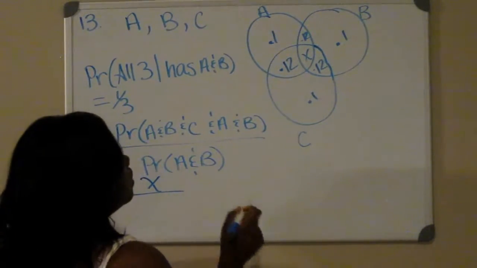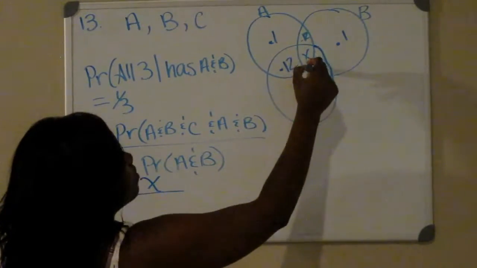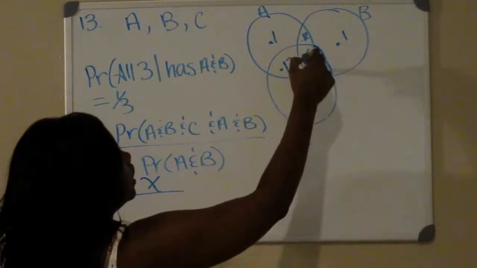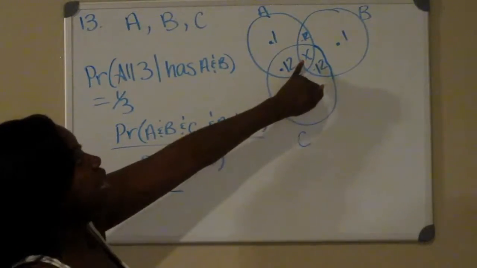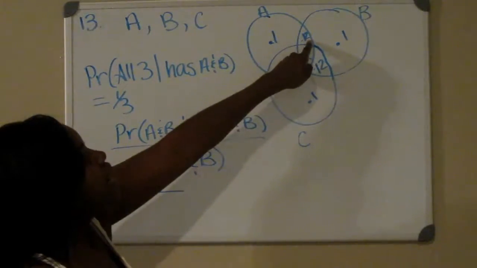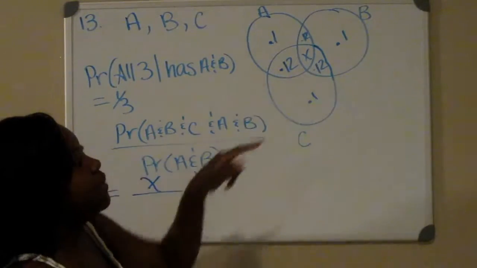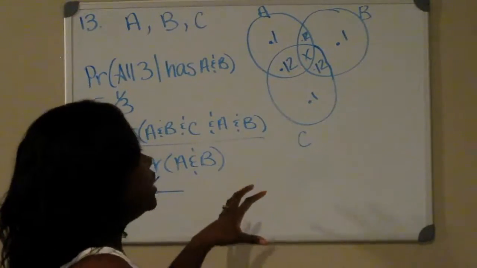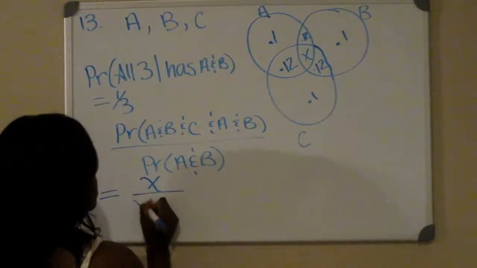Now what is A and B? A and B is equal to what's here in this middle portion. They don't want A, B, and C only, they want A and B. So this part right here has A and B in it, and this part right here has A and B in it. So they didn't say only for this part, which is why we're able to do X plus 0.12 to signify A and B.